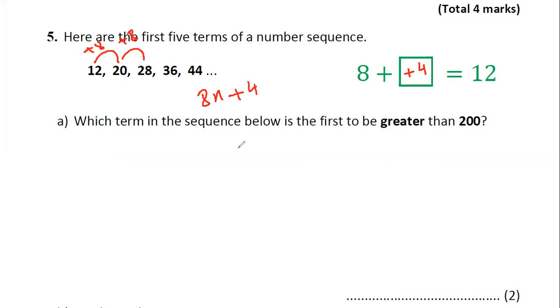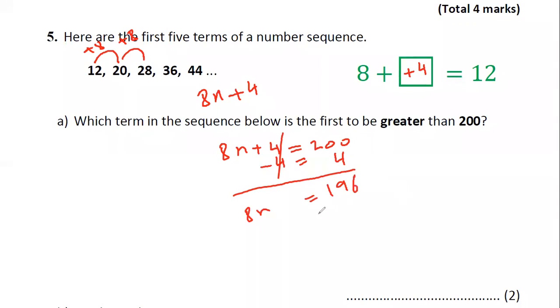So what I will do is I will set this equal to 200. And then taking away 4 from both sides will give me 196. And then dividing both sides by 8, 24.5. So basically, it's going to be the 25th term.